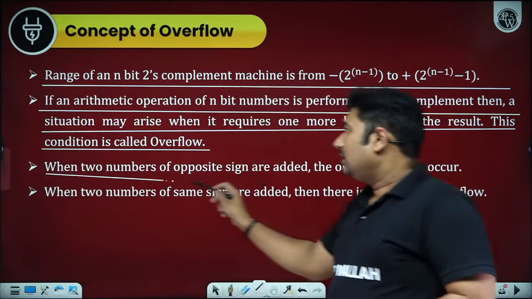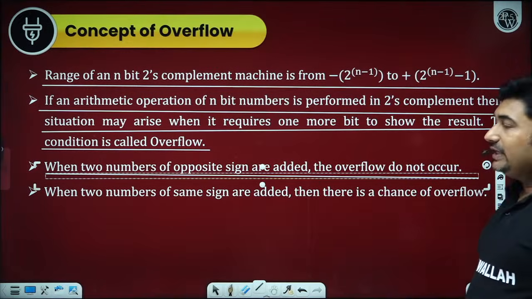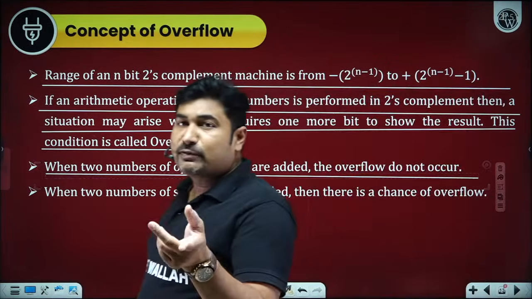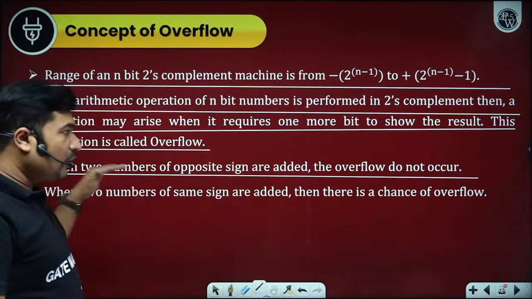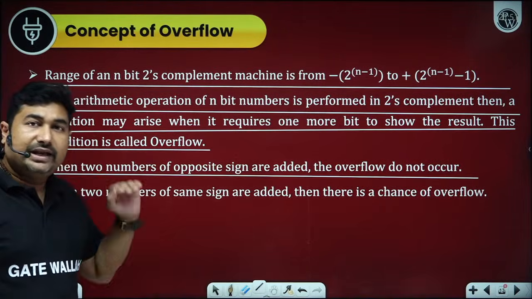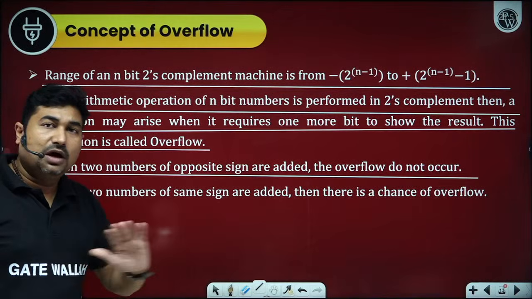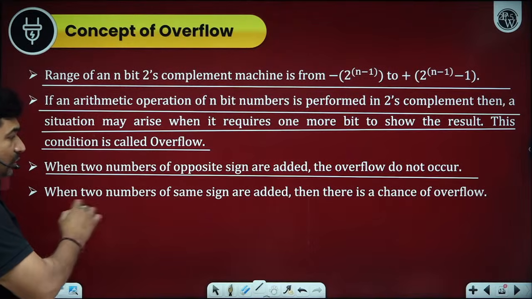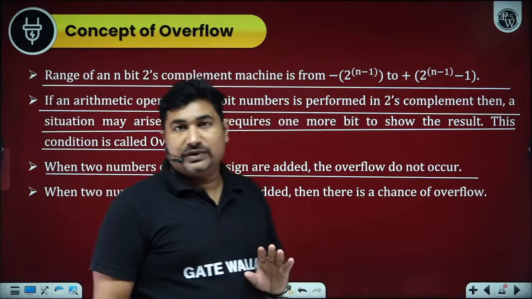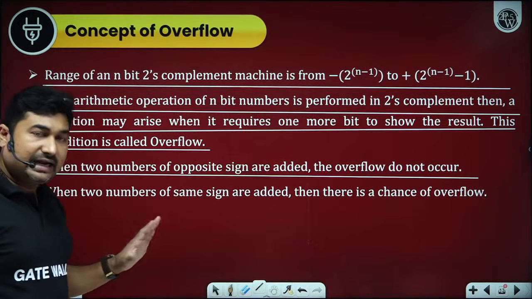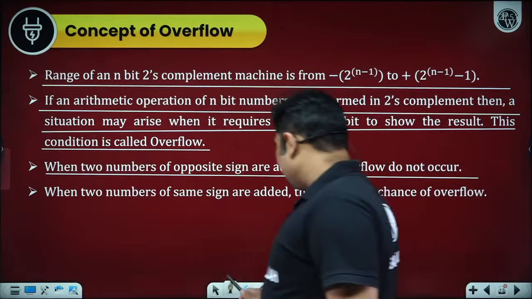When two numbers of opposite signs are added, one is positive, one is negative, overflow never occurs. Whenever two opposite sign numbers are added, overflow does not occur. When two same sign numbers are added, then there is a chance of overflow. Is it okay? So I'm just writing, please observe.